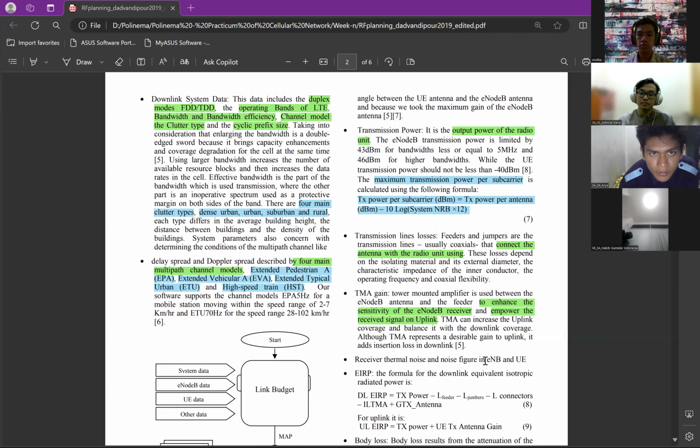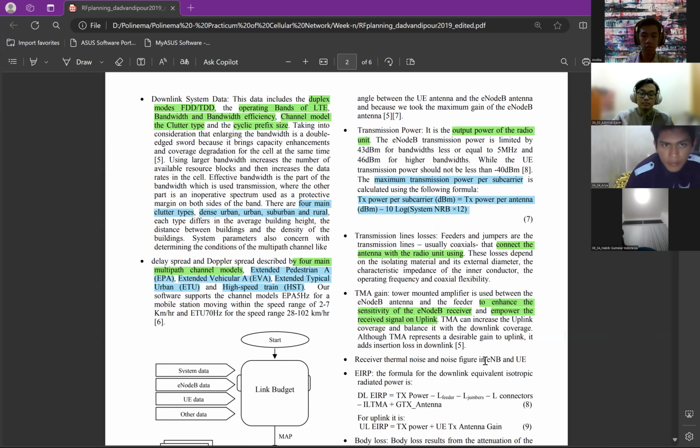Using larger bandwidth increases the number of available resource blocks and then increases the data rates in the cell. Effective bandwidth is the part of the bandwidth which is used for transmission, where the other part is an inoperative spectrum used as a protective margin on both sides of the band.